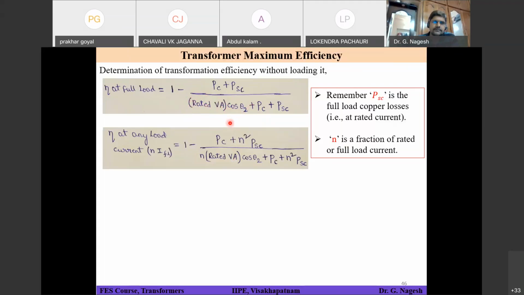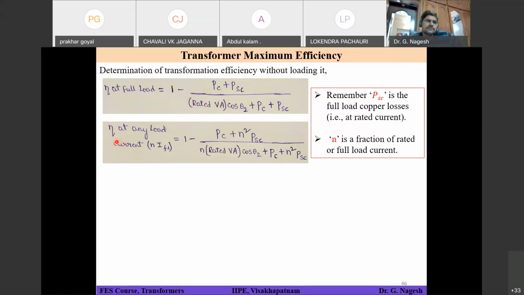So that's what we have discussed till now. Efficiency at any load current, where the load current is now N into IFL, some fraction of your full load current. In that scenario the efficiency formula we have seen will be changed to this format. Efficiency is always output by input, so 1 minus losses divided by input.